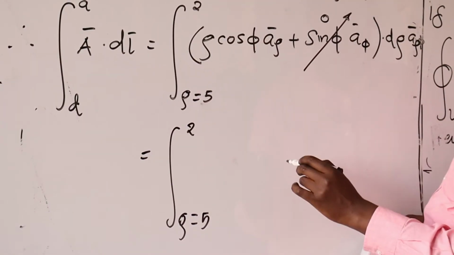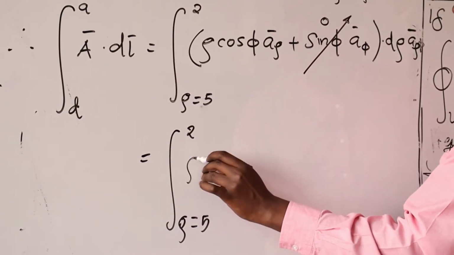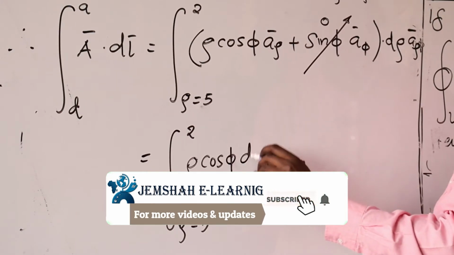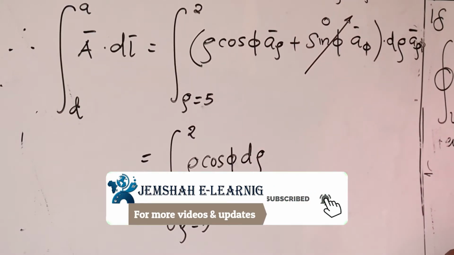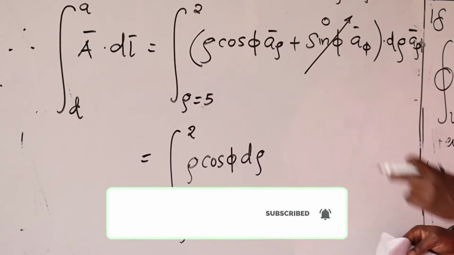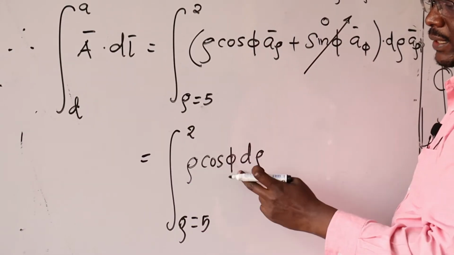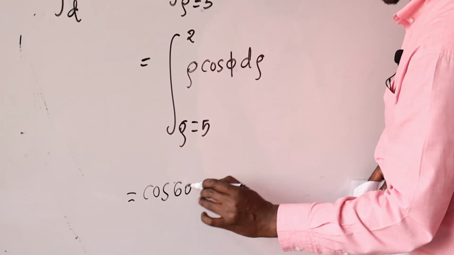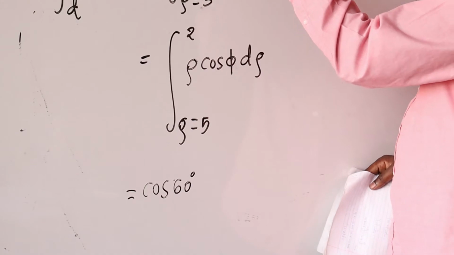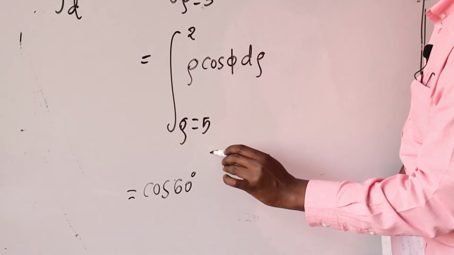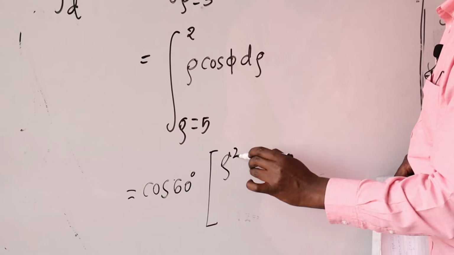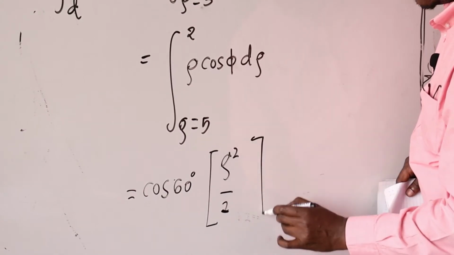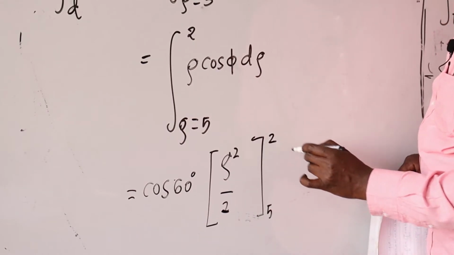This will be the same as rho, the cosine of phi d rho. Like so. We've realized the angle is constant, so definitely cos phi is constant. I'll have the cosine of 60 degrees, because our angle here is 60 degrees. If I integrate rho, I'll have rho squared over 2, exactly. Then we have from 5 to 2.